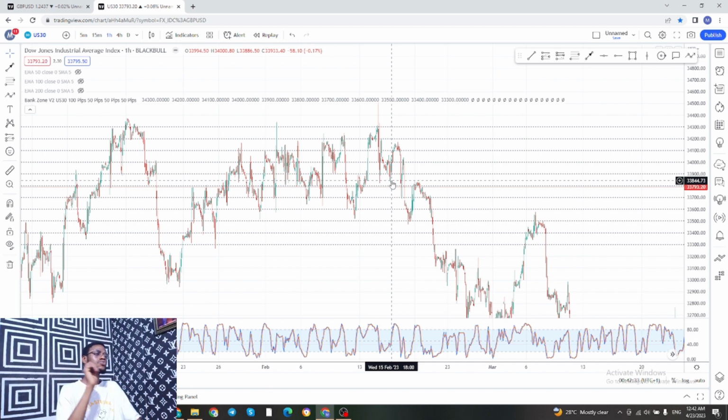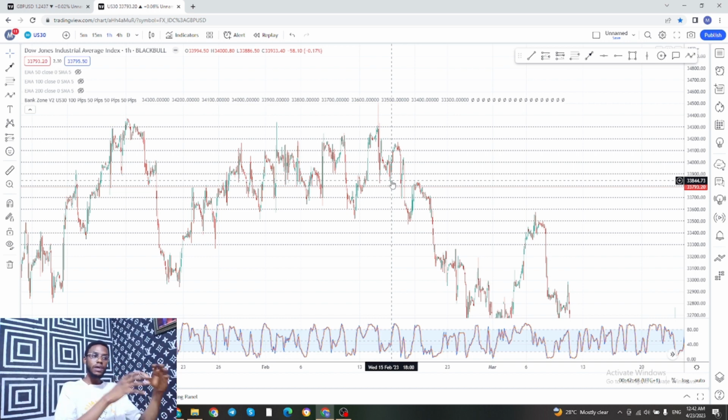So that's all you need to do, guys. And boom, you have a strategy. Very easy. Bank zones work like magic. I gotta tell you, guys, they work like magic. You just have to understand the way the pair moves.